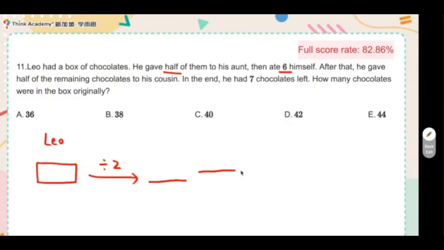And then he ate 6 himself. So this time, what should we do? Plus, minus, times, or divide? Type in our chat box. Yeah, that means we need to minus 6, right? He ate 6. That means we need to minus 6. And then after that, he gave half of the remaining to his cousin. So this time, what should we do? Give half of the remaining. Plus, minus, times, or divide? Divided by 2, right? And then in the end, he had 7 chocolates left.